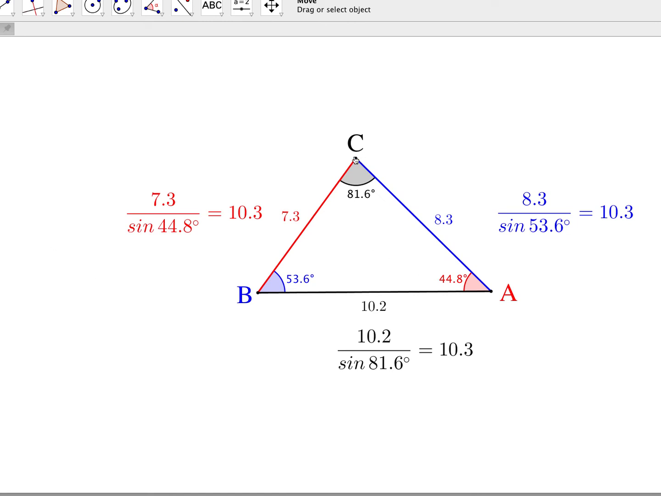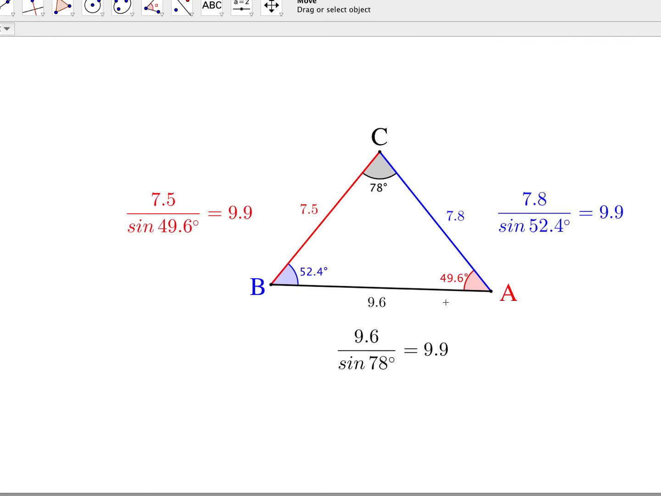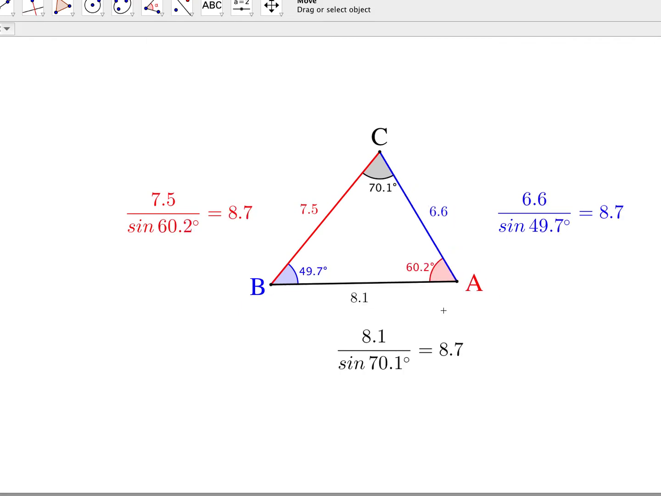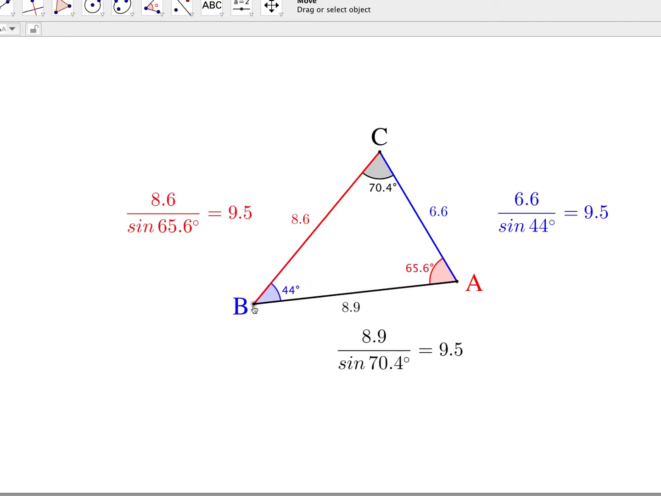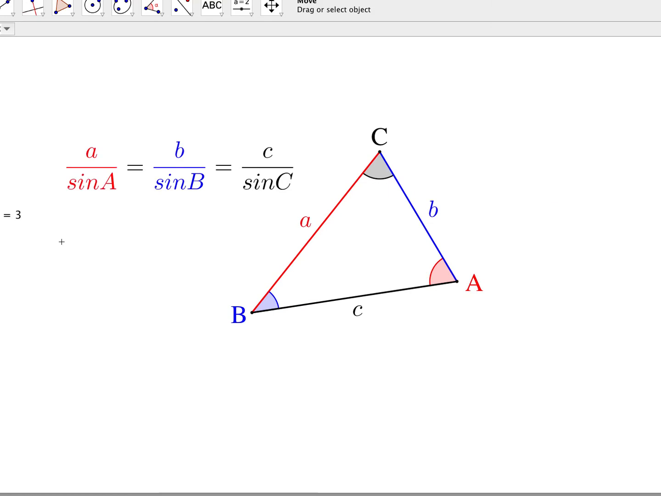Now, if I adjust this triangle, changing the angles, you can see the ratios staying the same. Sides are changing, angles are changing, but the ratios are not changing. 7.5, 60.2, there's the ratio, 8.7 for all the sides. So this software calculates the value of the ratios as the triangle changes, but the ratios, when they're calculated, always come out the same. In other words, the ratio a to sine A for that pair is the same as b to sine B, c to sine C. That's the sine rule.